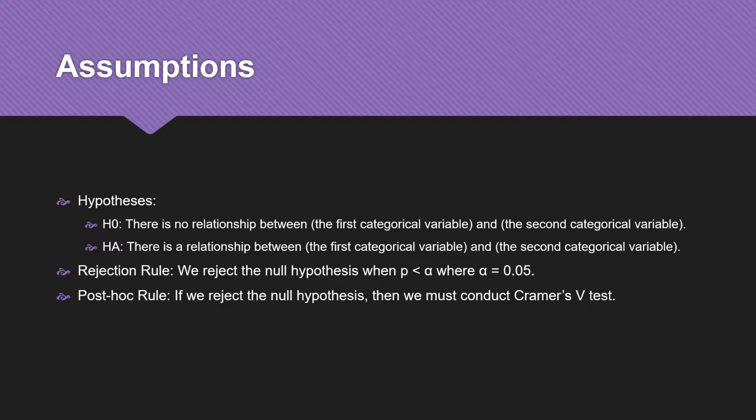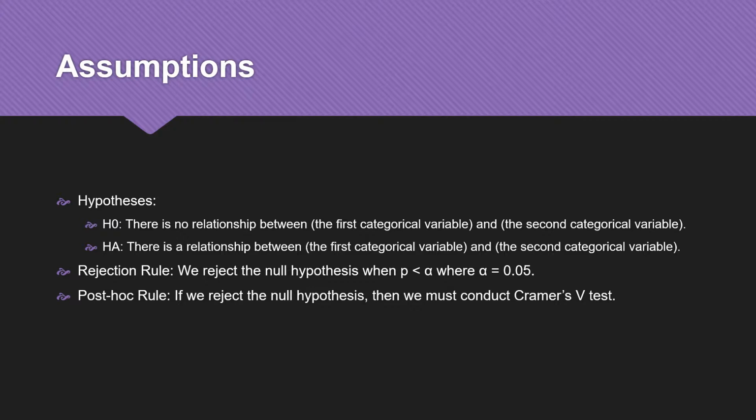Just like any test of variables, we're going to need a null and an alternative hypothesis. For the chi-square test, our null hypothesis will read that there is no relationship between the first categorical variable and the second categorical variable. And then our alternative hypothesis will read there is a relationship between these two variables. Our rejection rule: we will reject the null hypothesis when p is less than our alpha, and our alpha in this case is set at 0.05.